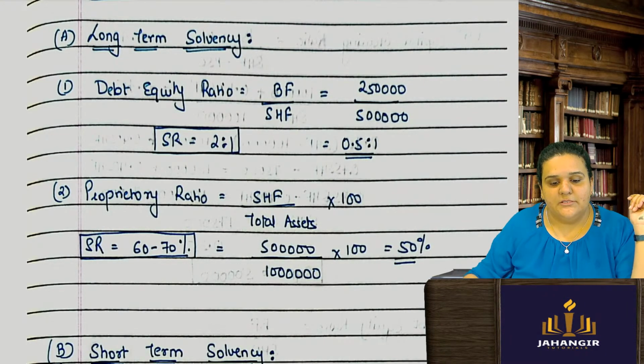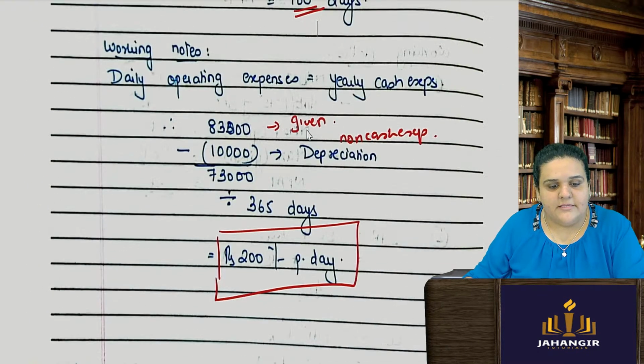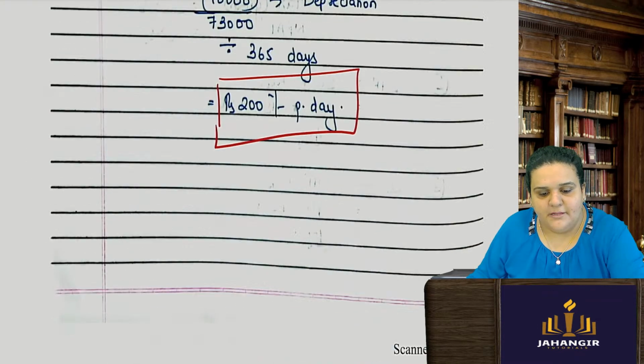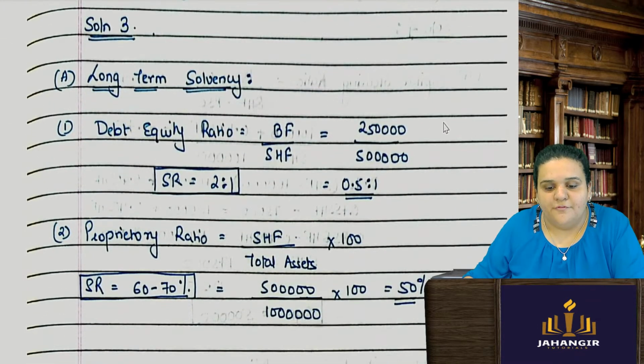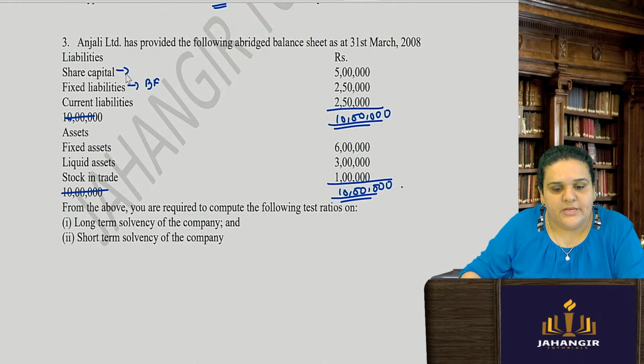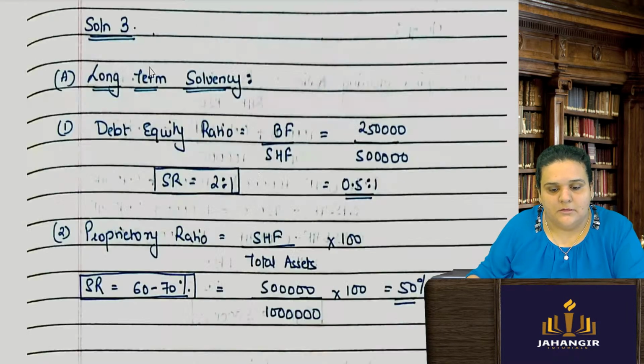Debt equity ratio is nothing but borrowed funds upon shareholders' funds. Everything is given to me. Borrowed funds is nothing but share capital, fixed liabilities and current liabilities: 2,50,000. Fixed liability which is given. Fixed liabilities, borrowed funds. This is my shareholders funds. So 0.5 is to 1. Standard is 2 is to 1.